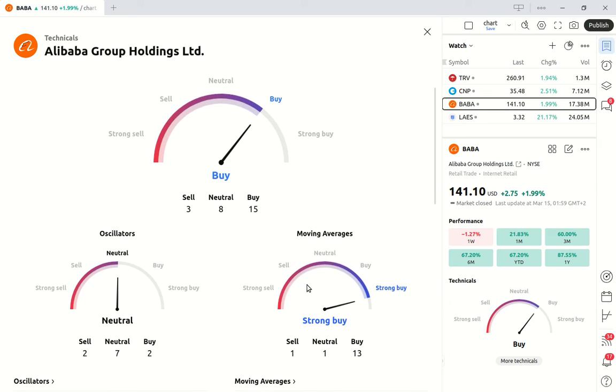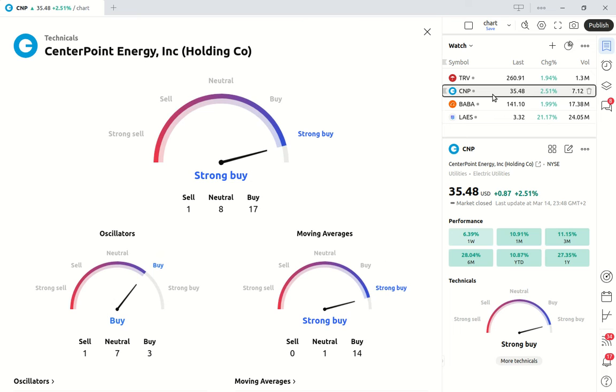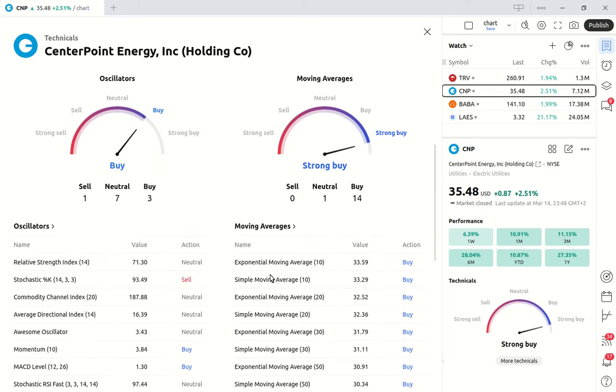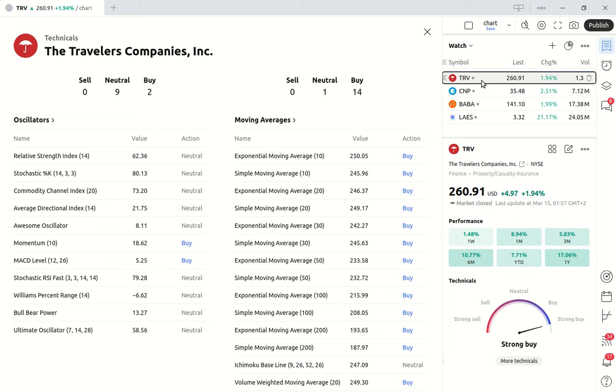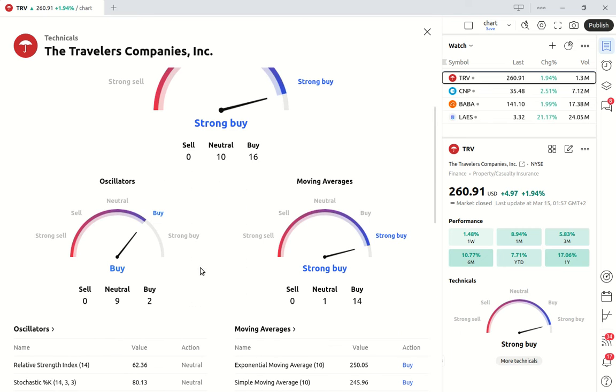Also, I looked at the strength of the moving average. Very similar to what I did with CNP here as well. Looking at the moving average, strong technical analysis on the week, and the MACD had a buy level here. Same with Traveler's stock, MACD had a buy signal here, strength on the moving averages.